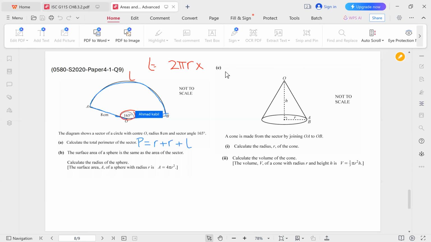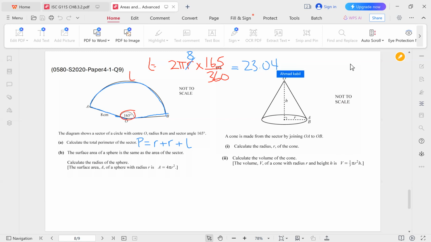Using the angle here. So the fraction will be 165 divided by 360, because 360 is the angle for the entire circle. And since we want only a part of the circle, we're going to take the angle that they gave us and put it over 360. So the R is equal to 8. And therefore, we can use the calculator. 2 times pi multiplied by 8 multiplied by 165 divided by 360. This gives us 23.04.